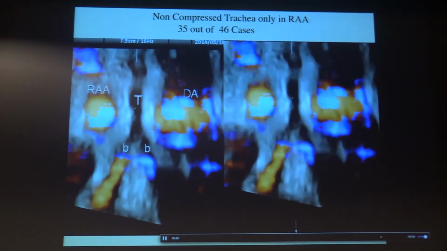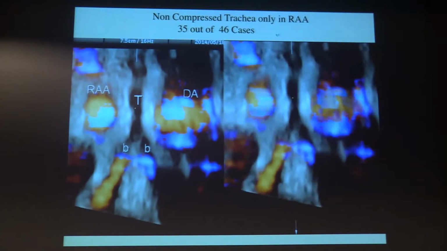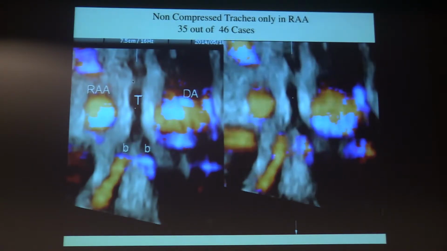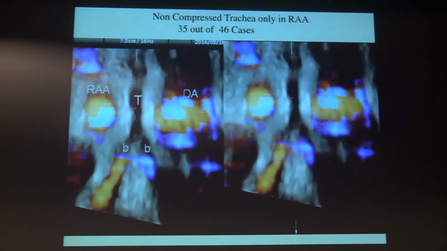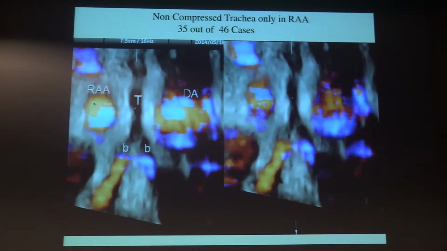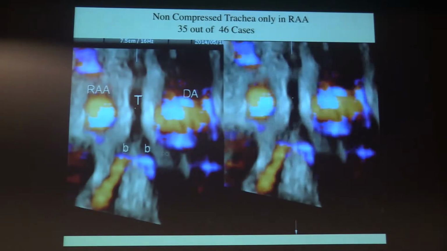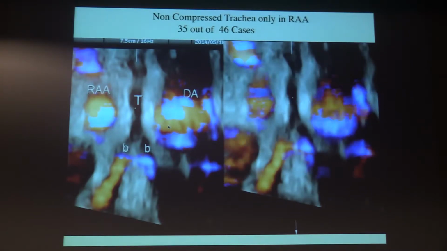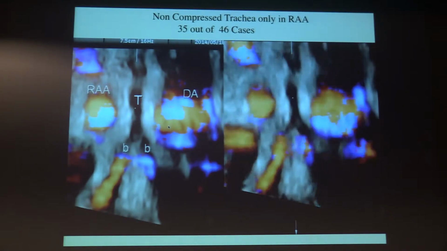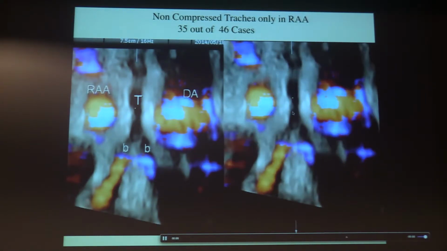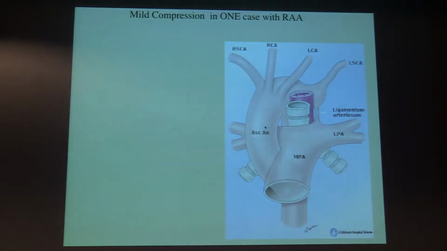These are the 35 cases out of 46 with no compressed trachea, manifested only in right aortic arch. This is a coronal view. We took a volume, and then we work on the volume. We navigate on the volume until we get the real trachea. You can see the trachea in black, the two bronchi, the ductus arteriosus, and the right aortic arch. As you know, this is the parallel view, the U sign, because normally they go on one side. And again, in the clip, you can see very clearly the trachea is open and there is no compression on the trachea.